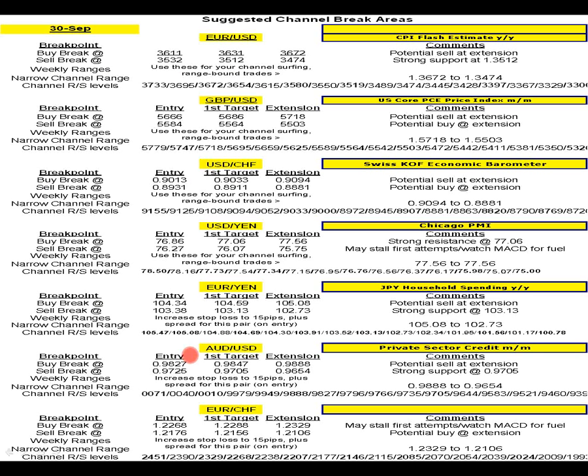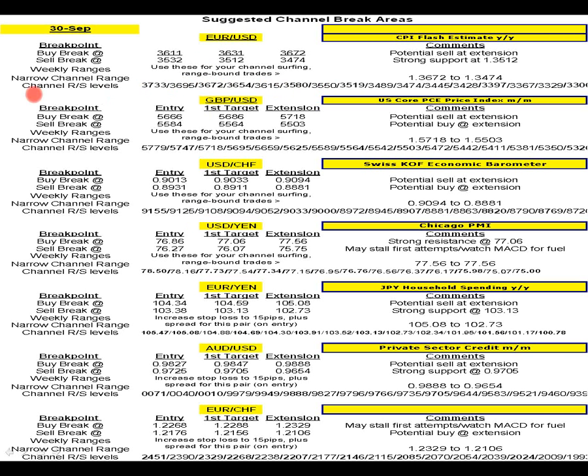Okay, so let's get right into this. This is what you receive every day: a daily report with data giving different types of trade methods, but we're going to focus primarily on these channel resistance support levels. You can see all these numbers here, and these are where the channels are likely to develop during the day on all of these particular pairs.